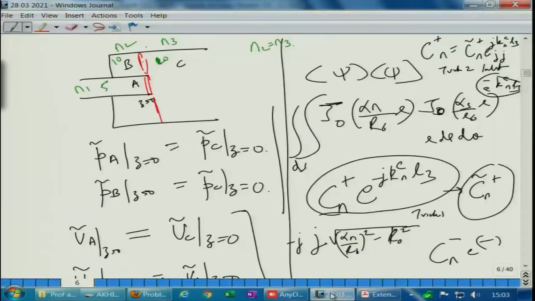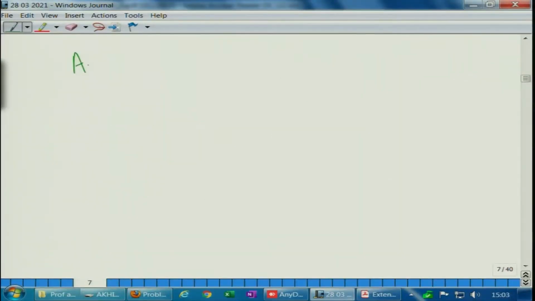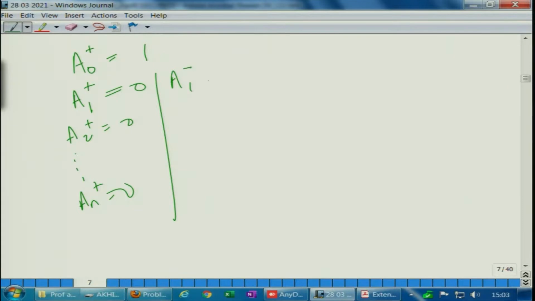Let me mention this point a bit more clearly. A 0 plus is assumed to be unity, A 1 plus is 0, A 2 plus is 0, and so on, and A n plus is 0, but at the same time A minus 1 we do not know, this cannot be 0. Similarly A minus 2, these are reflected wave coefficients, and we need to solve for them.